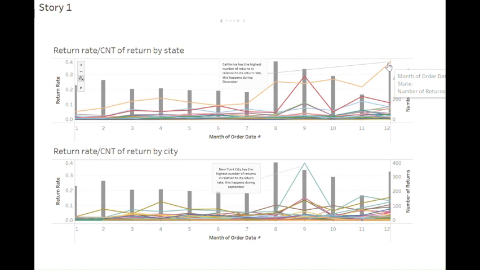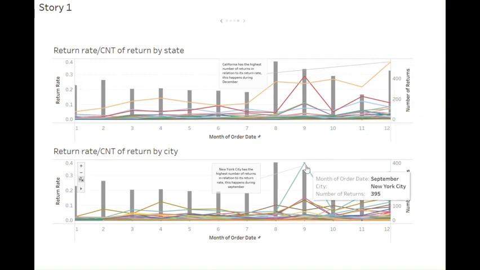And the same by city. You can see that New York City absolutely goes over and above the rest of the cities in the number of returns. This is for the month of September, and it goes really, really high, the number is 395. This is only in New York City, and overall the return rate for all the cities is 0.33. So having a high number of returns is really strange for New York City specifically.